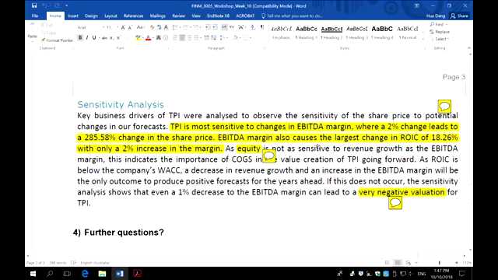EBITDA margin also causes the largest change in ROIC of 18%, with only a 2% increase in the margin. That's a valid judgment. So a 2% increase of margin leads to an 18% change of ROIC. It's still another flag. There must be something wrong with the valuation model.